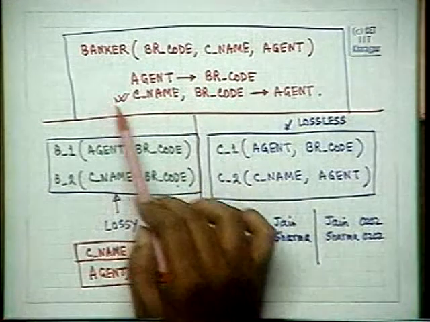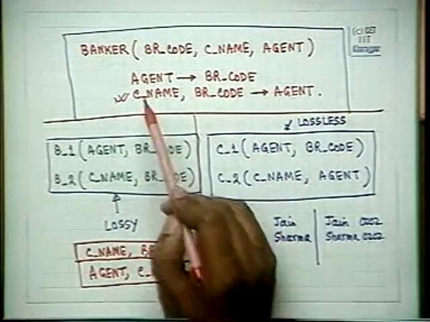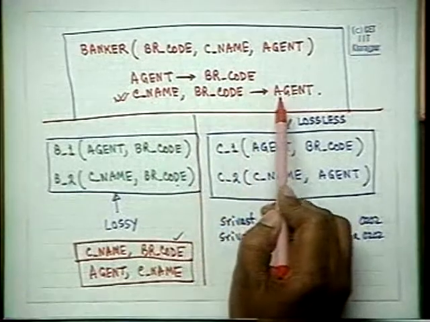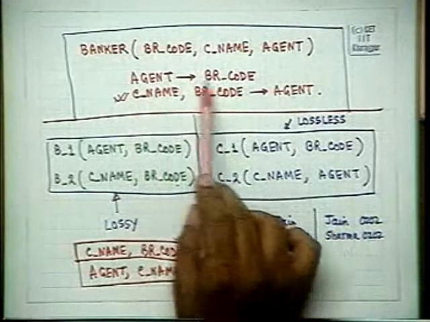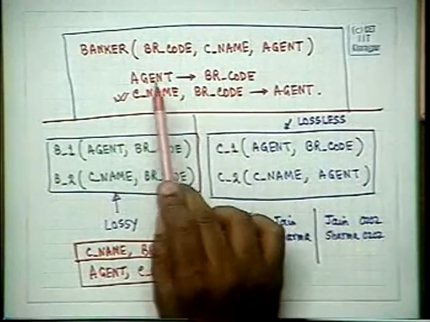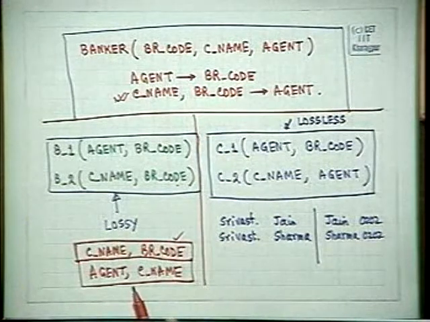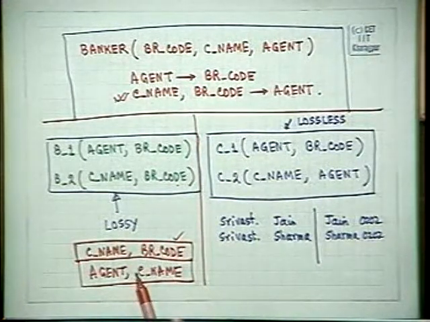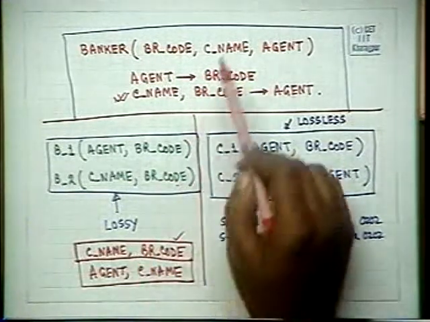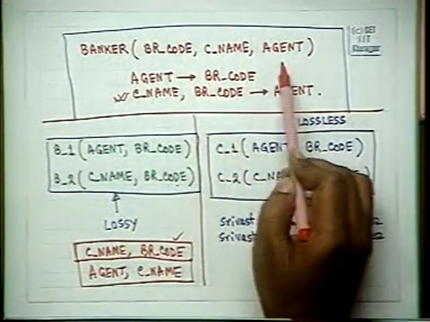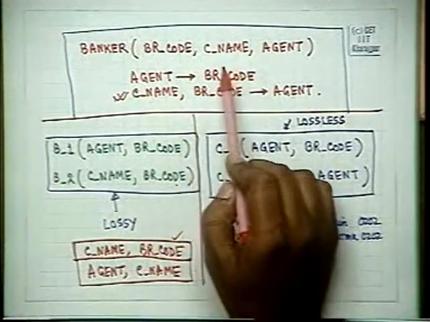Therefore, this is in third normal form, but it is not in Boyce-Codd normal form, because though this one satisfies that alpha is a super key of R, the second functional dependency is neither a trivial one nor is agent a super key of R. Therefore, it is not in Boyce-Codd normal form. And we saw that a relation which is not in Boyce-Codd normal form may have redundancy. Like here, whenever you repeat the agent name, you are going to repeat the branch code for the same customer.